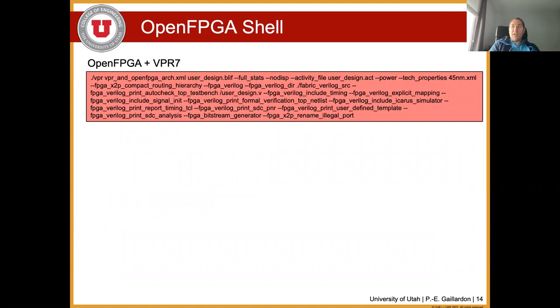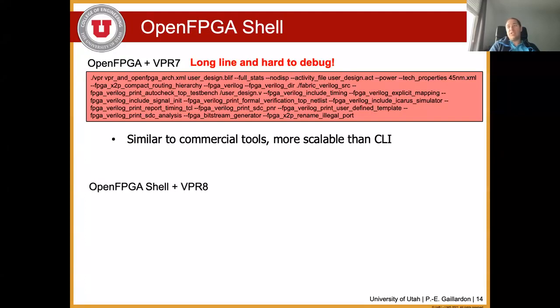The OpenFPGA shell is a recent introduction. So typically, this is what OpenFPGA was doing with the previous VPR. This is what SymbiFlow, to some extent, is doing as part of its CMake infrastructure. It makes things very ugly, right? With very long command lines and super hard to debug.